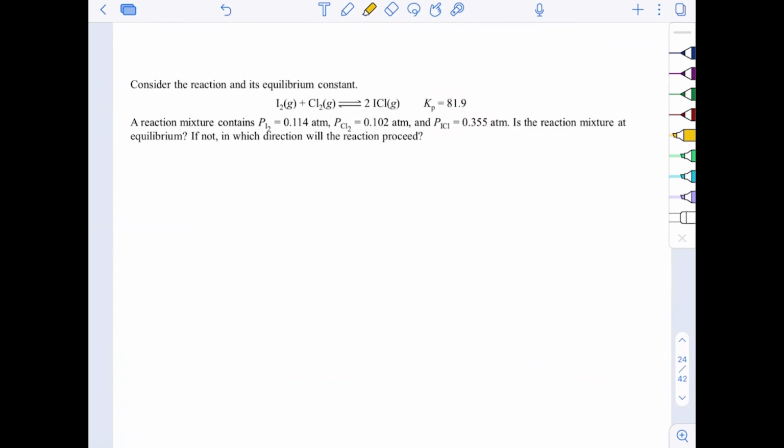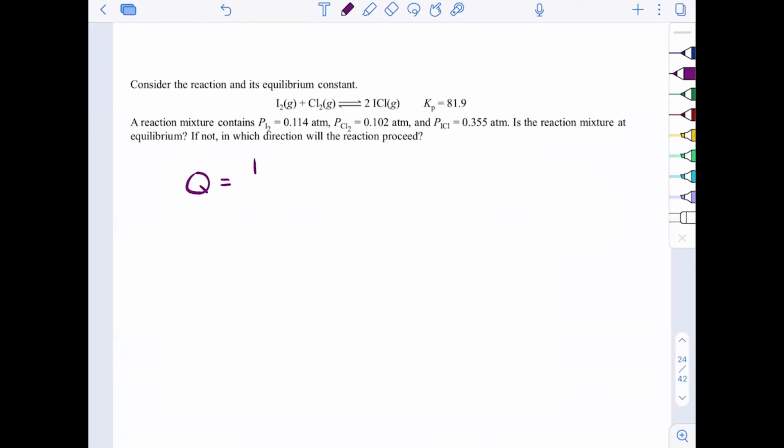Let's look at this last example. I2 plus Cl2 yields 2ICl. The Kp is 81.9. The reaction mixture contains a partial pressure of iodine at 0.114 atm, a partial pressure of chlorine at 0.102 atm, and a partial pressure of product, ICl, at 0.355 atm. What's going on? Is the reaction mixture at equilibrium? The only way to tell is to calculate Q.